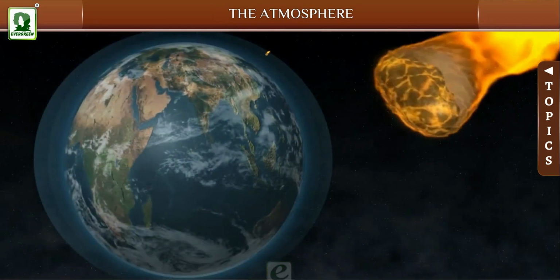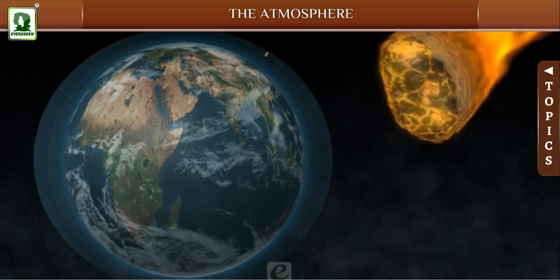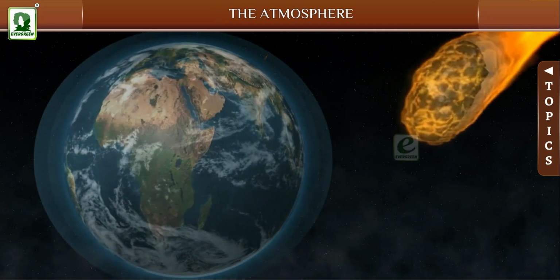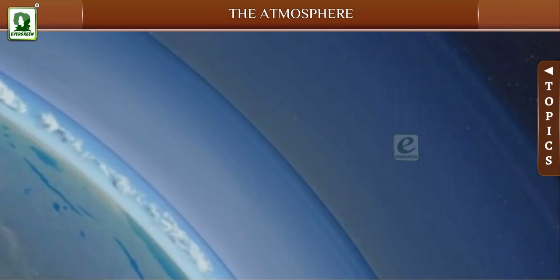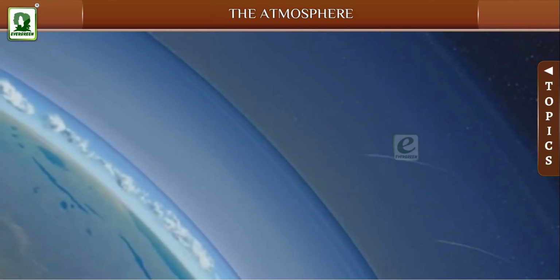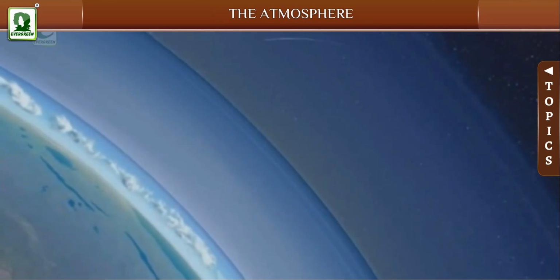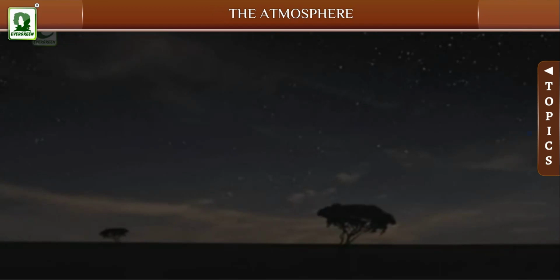Meteorites or rock fragments traveling in space burn up when they enter this layer. Some meteoroids that survive their journey and reach the Earth's surface are known as meteorites.